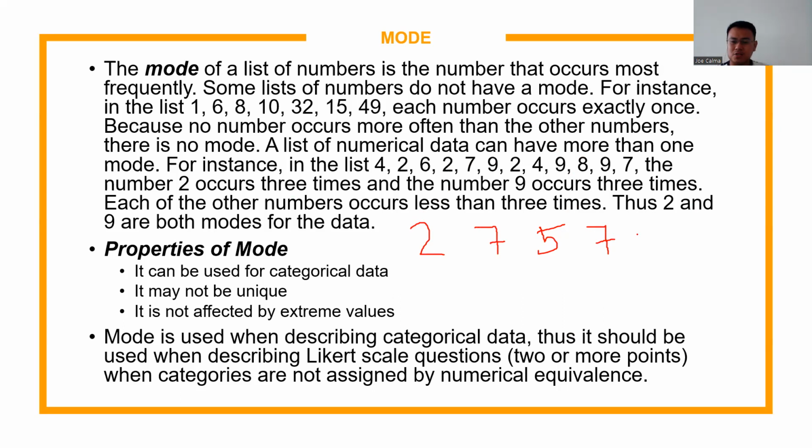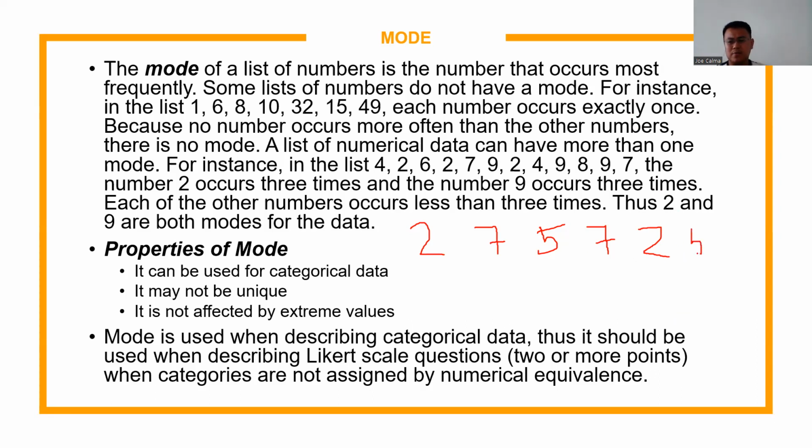What if naglagay tayo ng 2? 2, 7, 5, 7, 2. What is the mode? 2 and 7 po. So, sa mode daw, pwede tayo magkaroon ng dalawang mode. Okay? At pwedeng tatlo or mas madami.